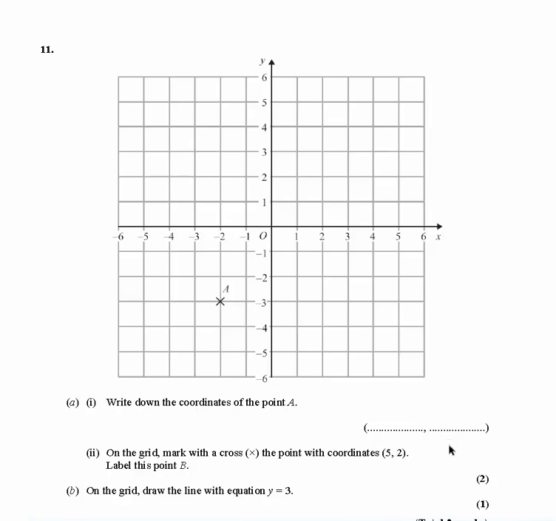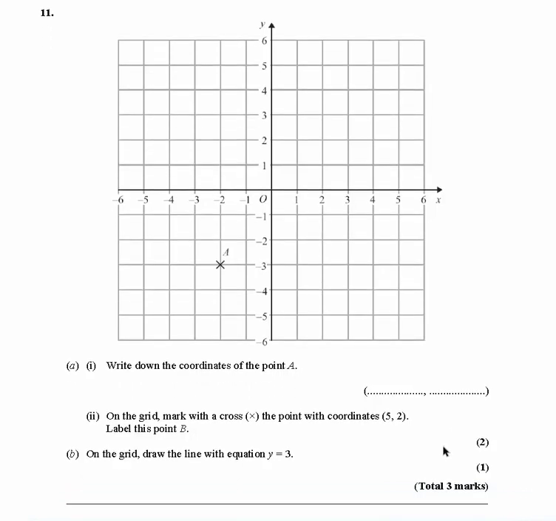On the grid, draw the line with equation y equals 3. So remember, we've spoken about that. That is all the points where the y number, the second number, will be 3. If you're not sure, plot a few points where the second number is 3. Like, for example, 1, 3, 5, 3. Once you've plotted a few points, you get an idea of what the line looks like.